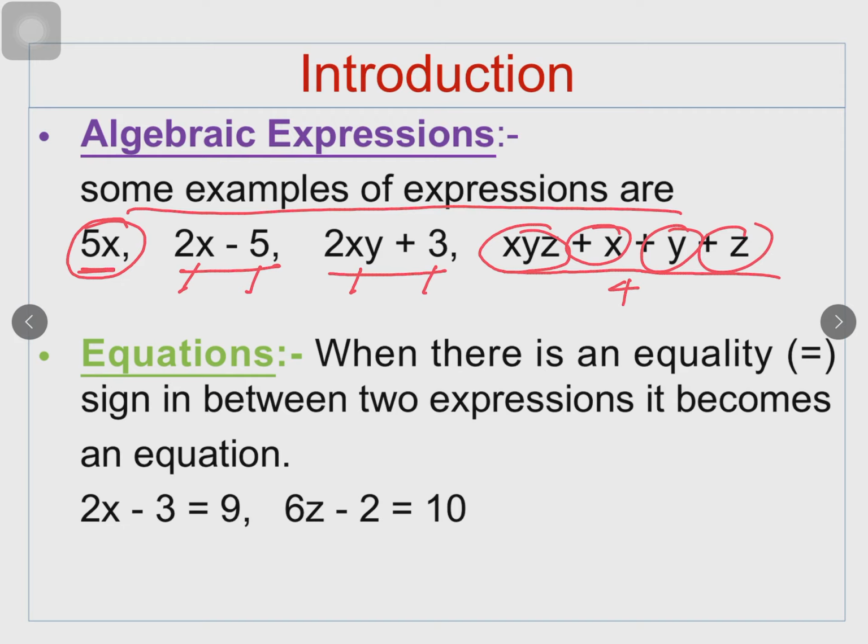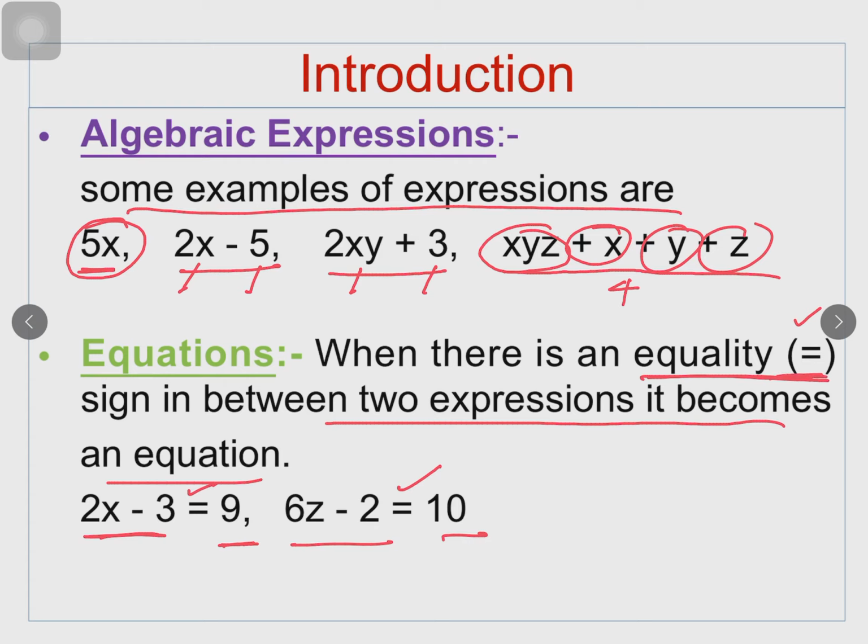Then come the equations. It is an equation when there is an equality sign. When there is an equality sign in between two expressions, it becomes an equation. Like we have an expression 2x minus 3 and we have 9 here. When you put an equality sign between them, it becomes an equation. Similarly, we have 6z minus 2, and on the other side we have 10, and between them we have an equality sign, so this becomes an equation. It will be an equation only when it has an equality sign in between the expressions.